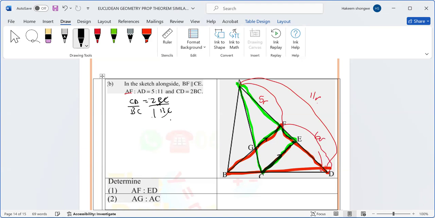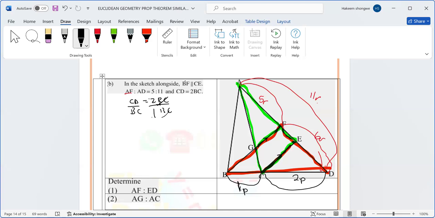So let's go to DC then. We have DC, which is 2P. Starting from here to here is 2P. And then BC is 1P. One part. Now that you have this, we are done with the known. Where do you get the known? You get it from the statement.